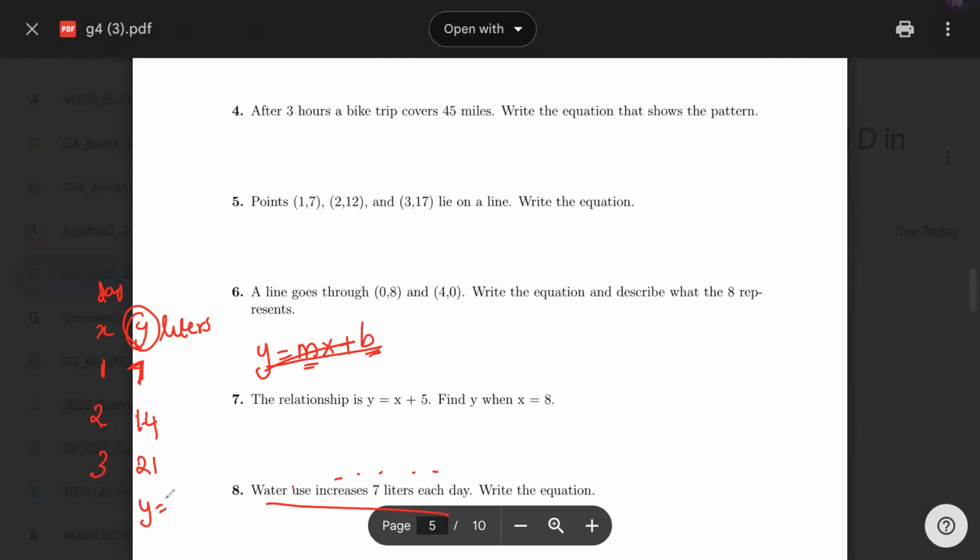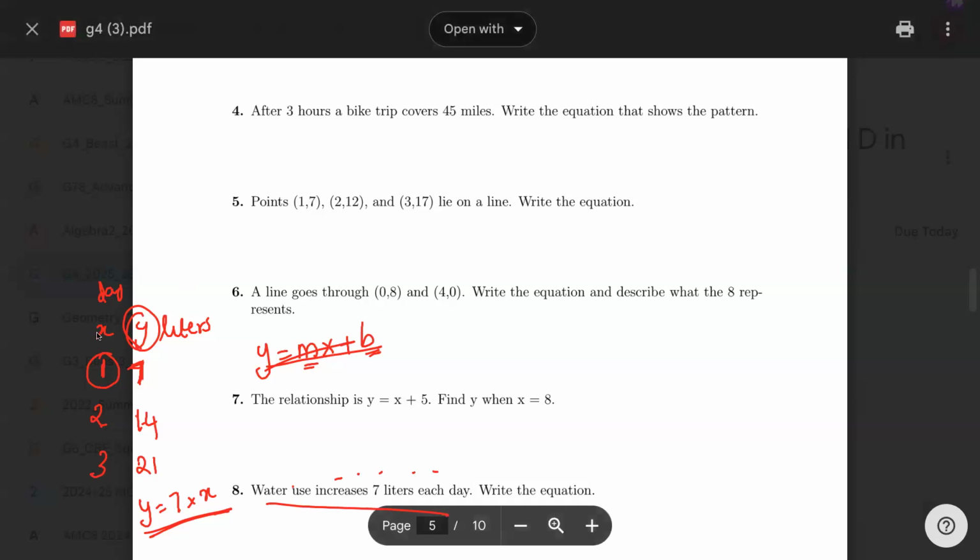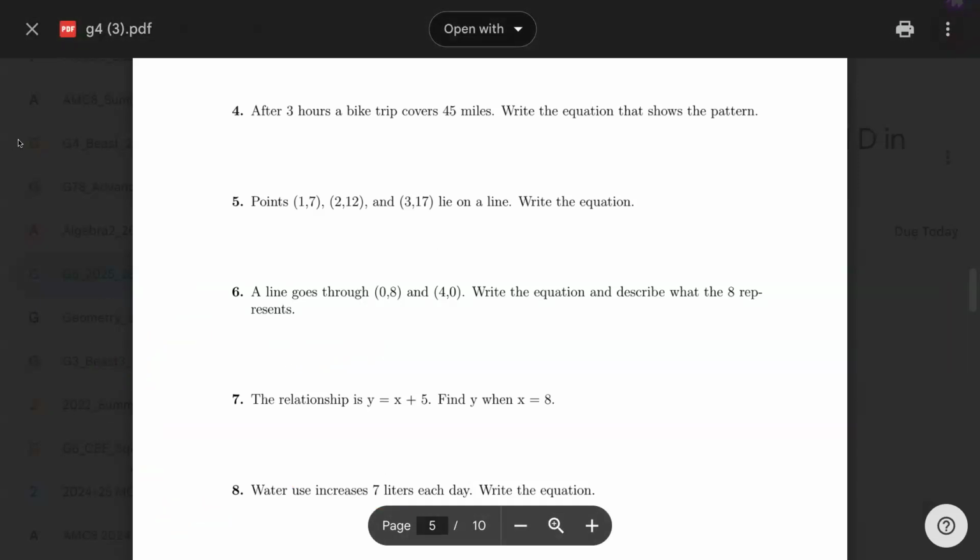7x. 7 times your input, right? 7x. Adrit, did you get it? Sanskriti, good job, but you have to write the equation. Are you following, Sanskriti? Okay, good job. Most of you got it. That's fine. Arnav, I didn't get yours.